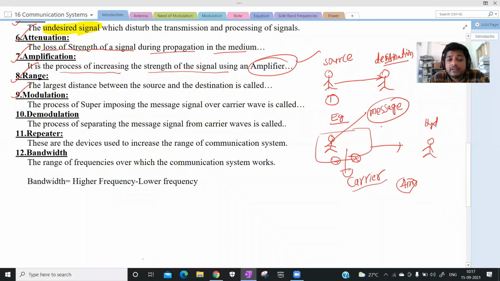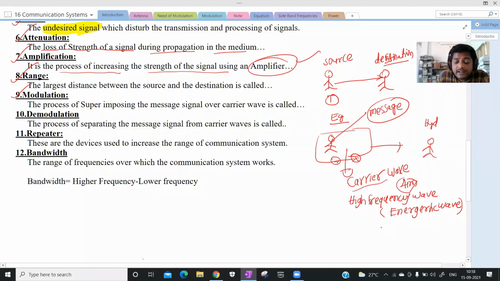So here, what we are doing is superimposing the message signal over a carrier wave. This carrier wave is a high frequency wave. High frequency means a high energetic wave. E equals h nu. Frequency is more means high energy. High energy means high power will be there.